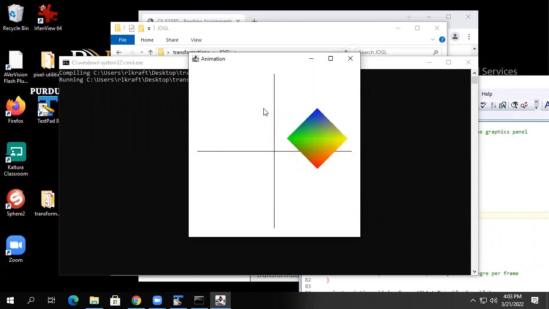So now we got to frame 360, we're back to 0. Now that was frame 90, now we're at frame 91, 92. And so what we're going to do is fill in those other ones now, okay?